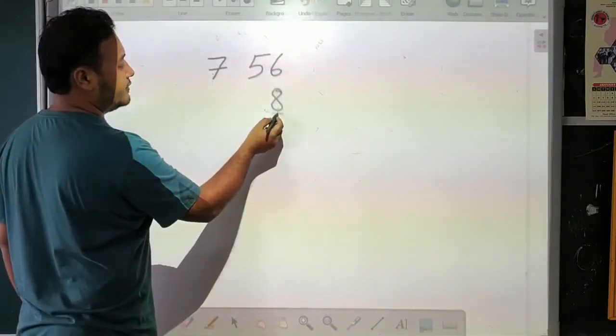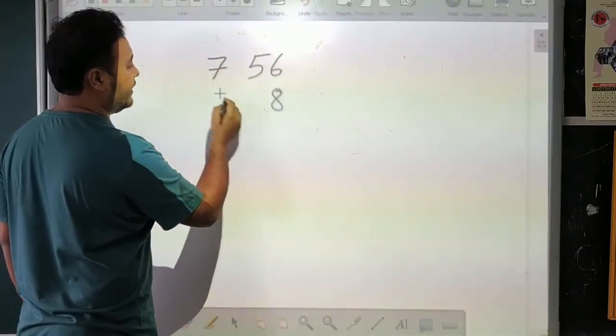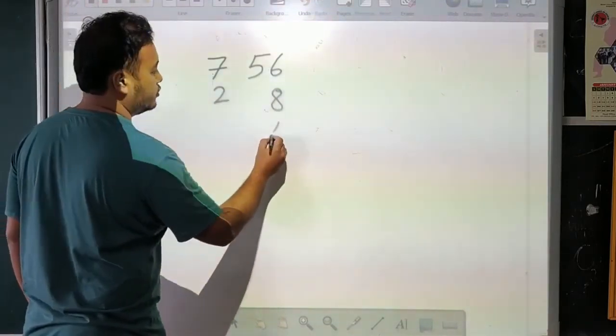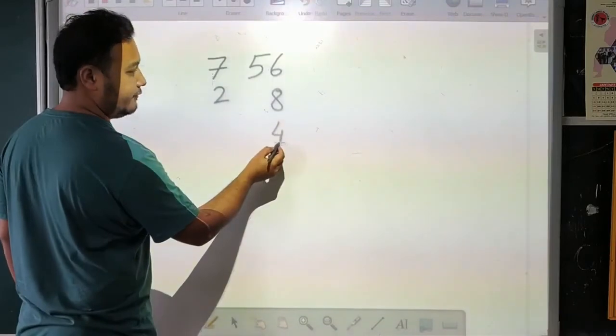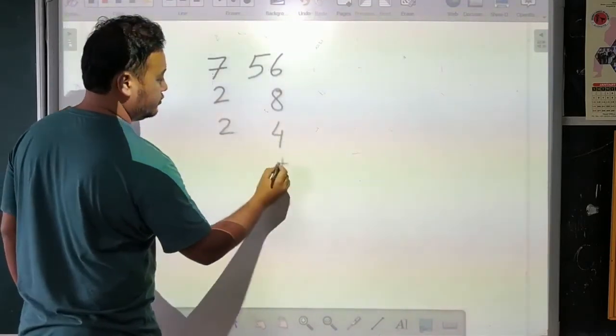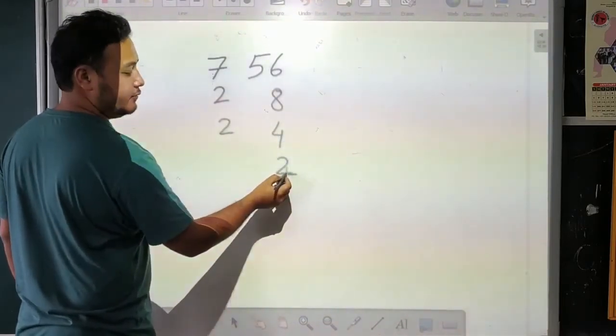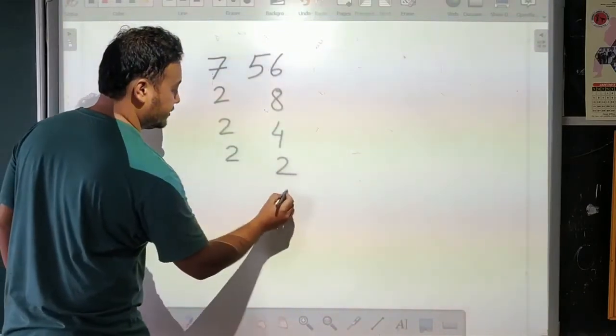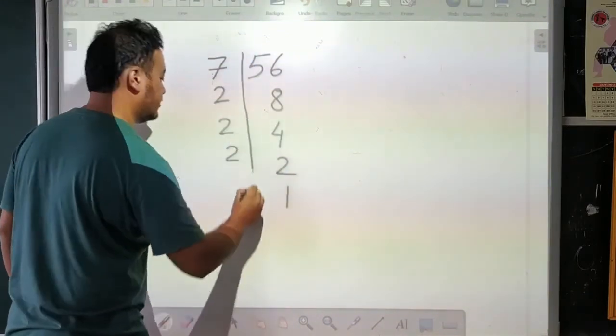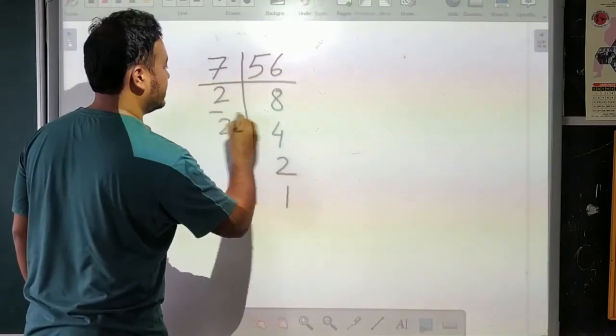So now you have 8. This is an even number which can be divided completely by 2. So 2 4s are 8. Again 4 is an even number. So 2 2s are 4. And lastly we have 2. So again 2 1s are 2. So after you get 1, your prime factorization is complete.